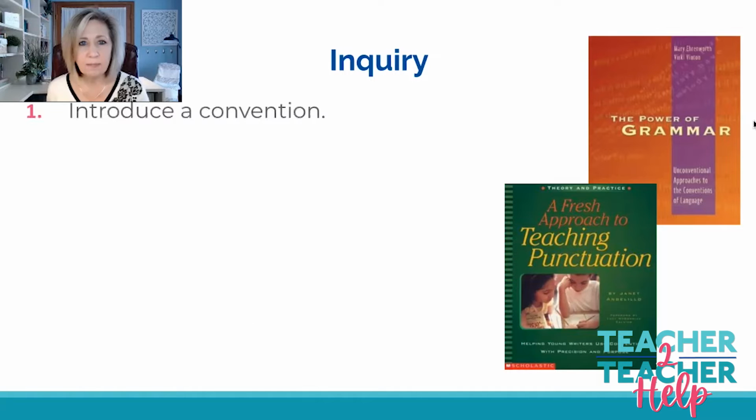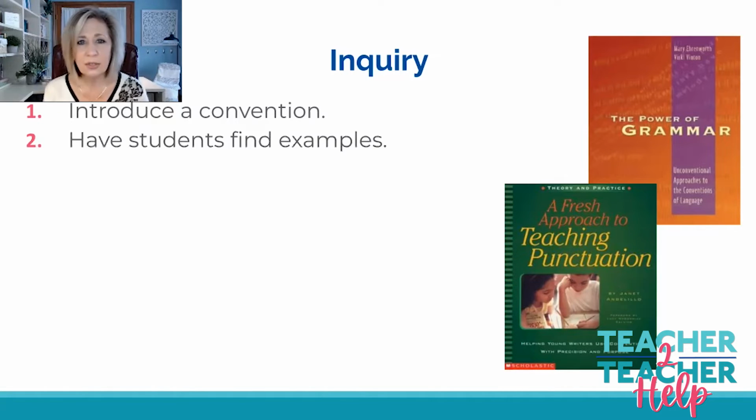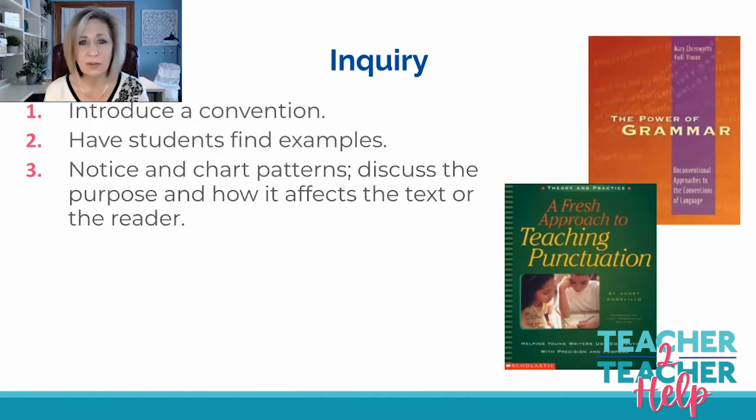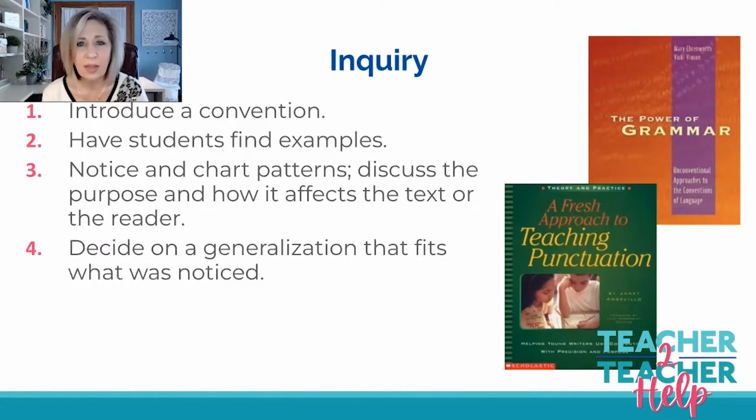So step one is to just introduce the convention to your students. Just tell them what it is. Step two is to help students find examples of that convention. Then what you want to do is notice and name patterns and actually chart these out, discuss the purpose of it, how this convention affects the text or the reader. Then together you decide on a generalization that fits the pattern that you noticed.